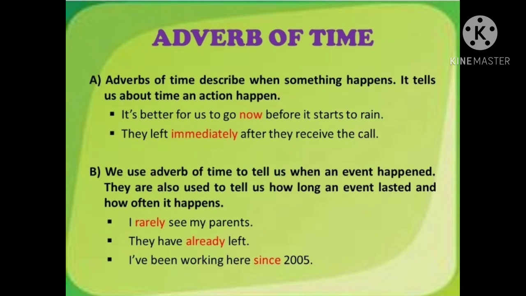Now the third kind of adverb, that is adverb of time. Adverb of time describes when something happens. It tells us about the time an action happened. Example, it's better for us to go now before it starts to rain. Second example, they left immediately after they received the call. Second thing is we use adverb of time to tell us when an event happened. They are also used to tell us how long an event lasted and how often it happens. Examples there are rarely, already and since.